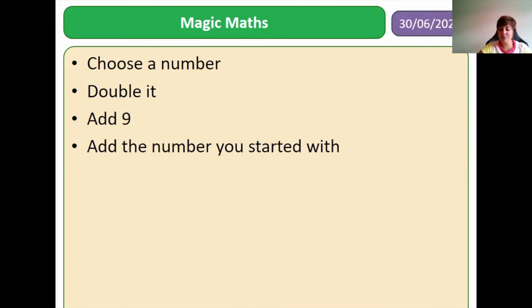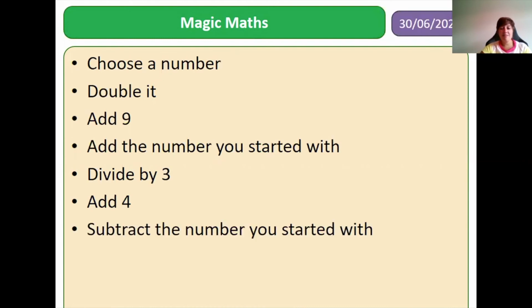And then add the number that you started with. Hopefully you can remember the number you started off. And then you need to divide that by 3. So you might need to write it down to work it out. If you've got a calculator handy, you can use that. Add on 4. And then finally, I want you to subtract the number you started with.